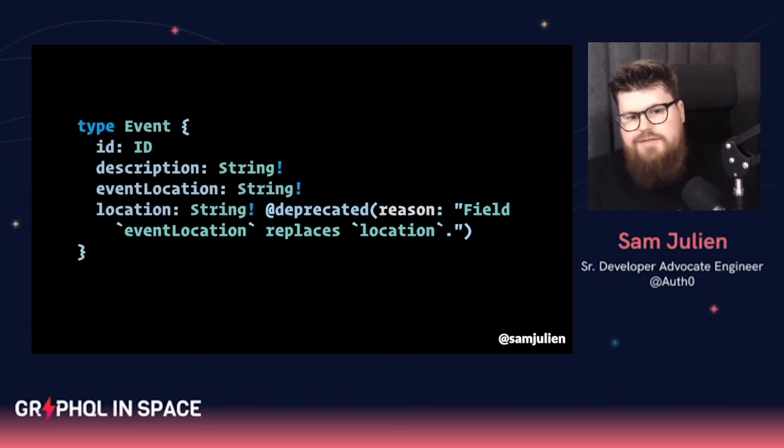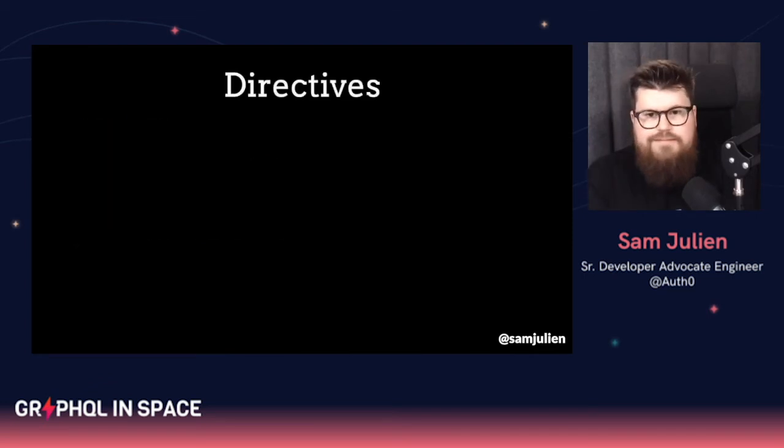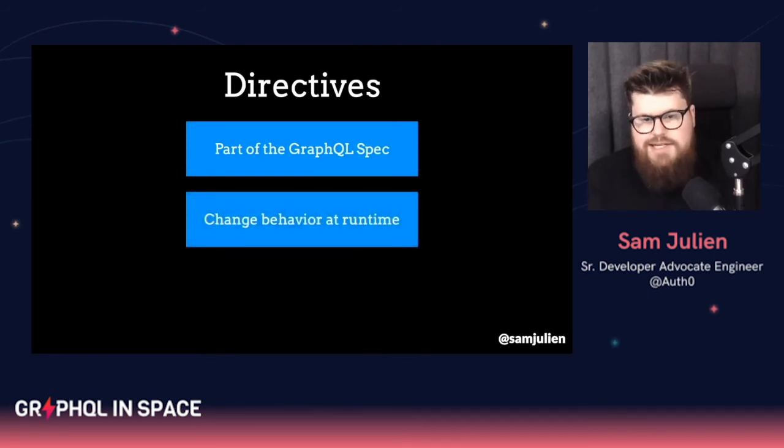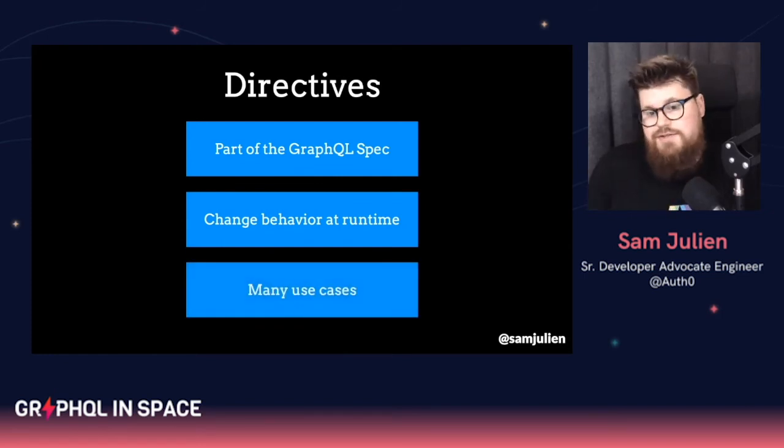The deprecated one, for example, gets added here when you're defining your query, and we can do this ourselves. So custom directives are pretty interesting. They're actually part of the GraphQL spec. As I mentioned, they are best used to change behavior at runtime. And because of this, there's a lot of different use cases for them.